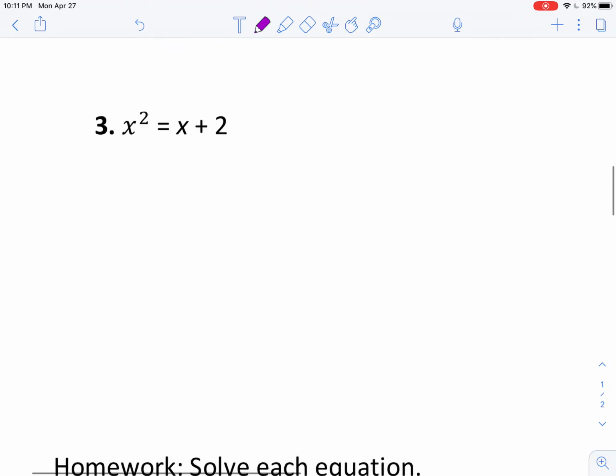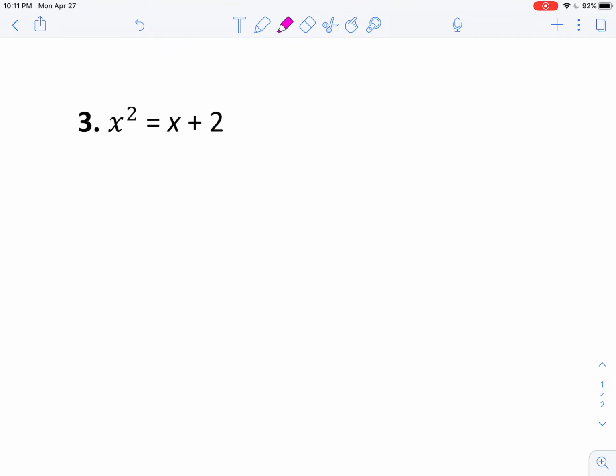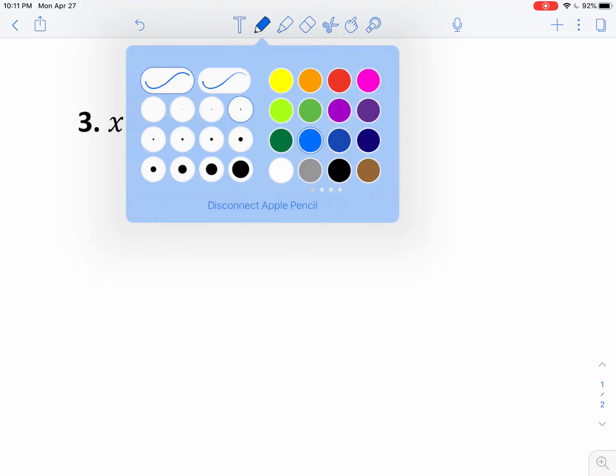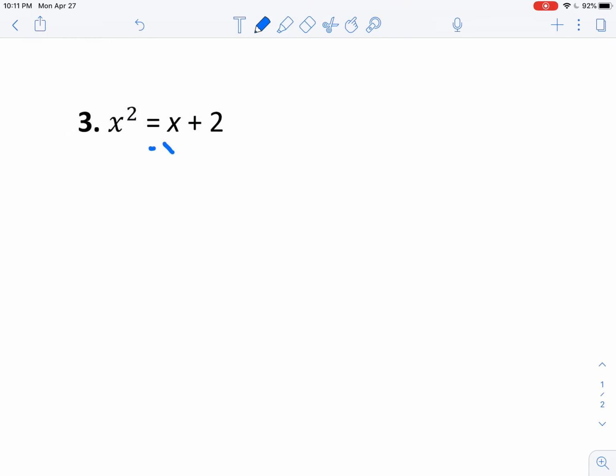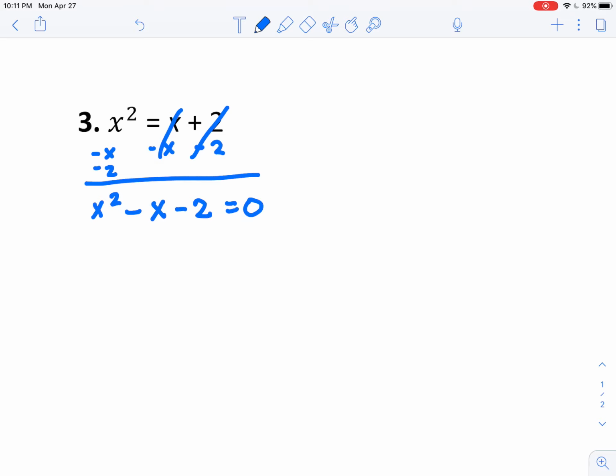In question number 3, we do not have all of our terms on one side of the equation. So first we're going to need to do some rearranging. So I'm going to subtract x from both sides, and at the same time, subtract 2 from both sides. When I write my terms, I'm making sure they're in descending order. So first I have x squared, then minus x minus 2 equals, everything on the right side of the equation canceled, so we just have 0.